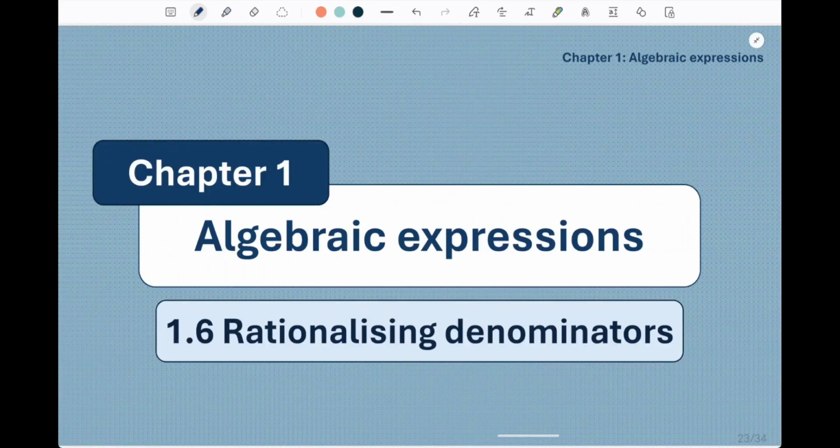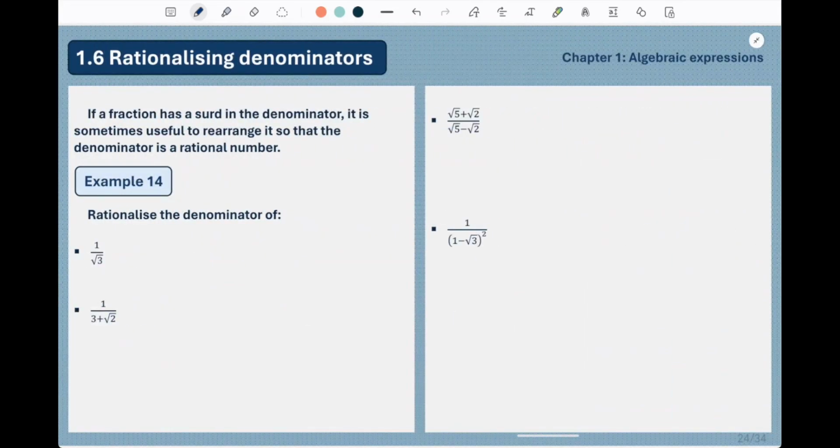Hello everyone, so today we're going to go through part 6 of this chapter, which is about rationalizing the denominator. So if a fraction has a surd in the denominator, for example, square root of 3, square root of 5, and so on, it is sometimes useful to rearrange it so that the denominator is no longer a surd, but instead a rational number. It works in our favor when it comes to certain questions. That's why it's important to know how to do it.